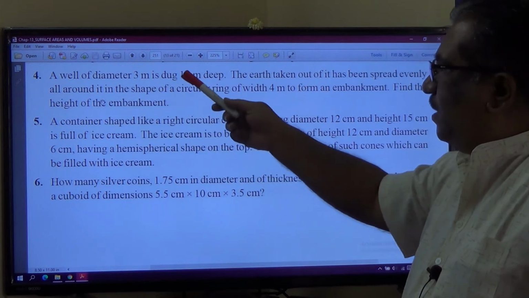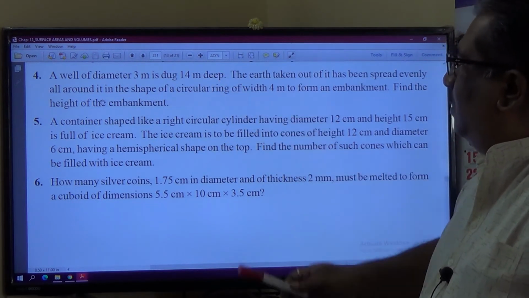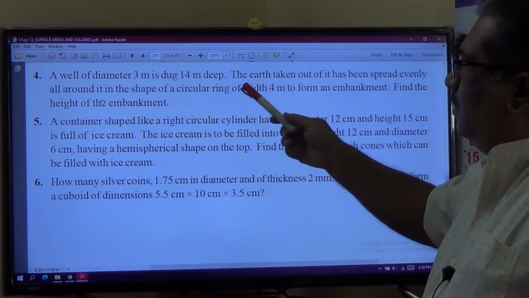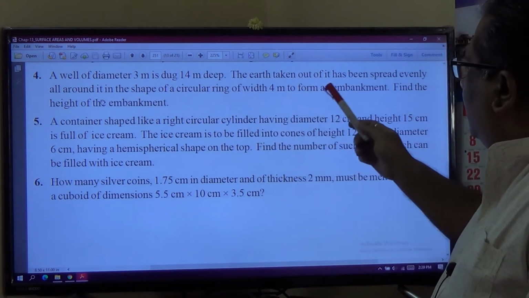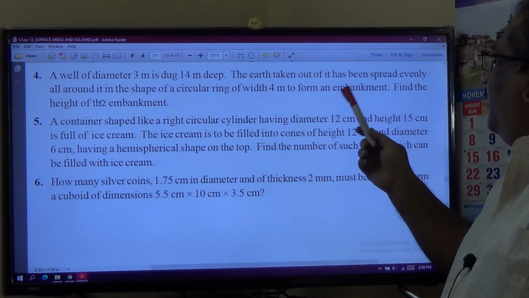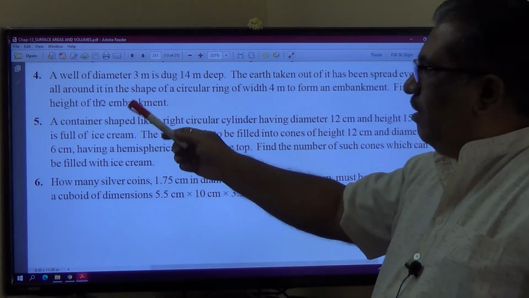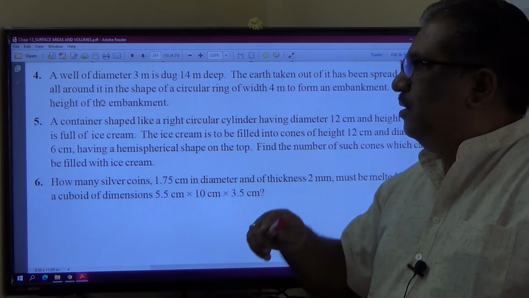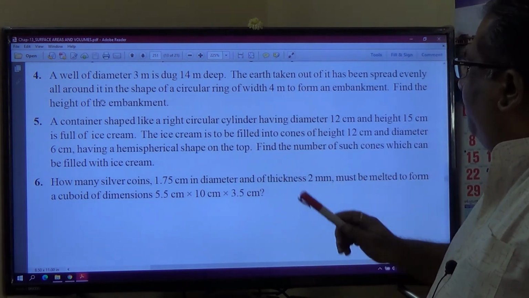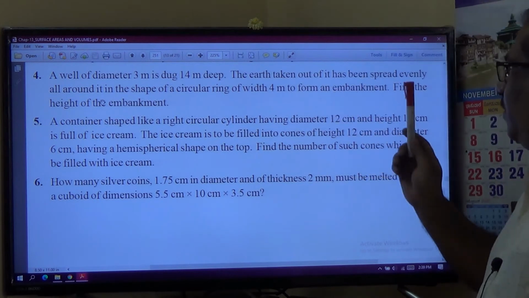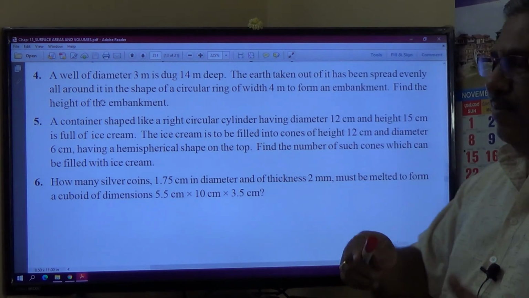A well of diameter 3 meter is dug 14 meter deep. The earth taken out of it has been spread evenly all around the well, in the shape of a circular ring of width 4 meter to form an embankment. So that is called an embankment.